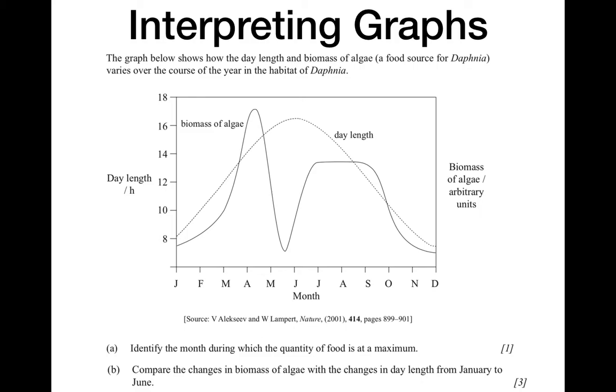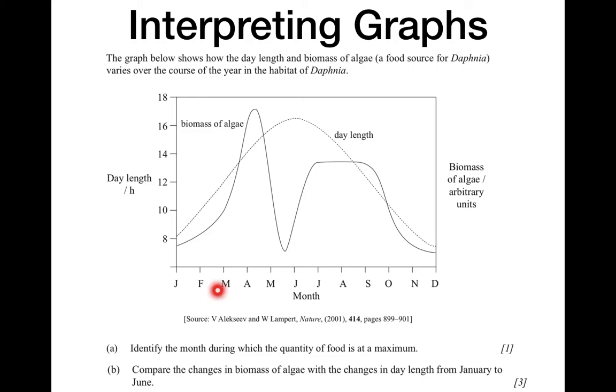And then compare the changes in biomass of algae with the changes in day length from January to June. So I'm going from January up here till June here. So just this part of the graph. Oftentimes the IB will only ask you to look at one part of the graph, and students sometimes will talk about the entire thing. Don't do it. Focus on what they actually ask about.